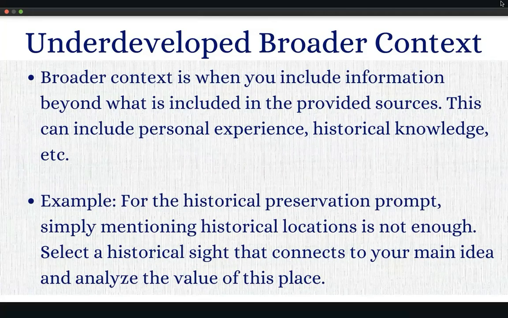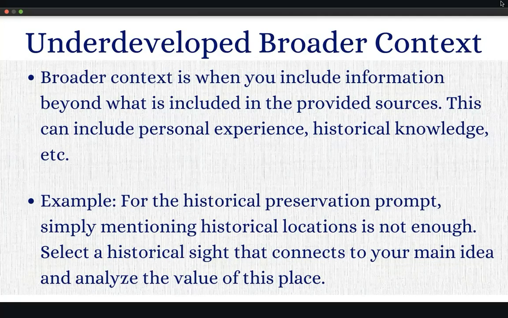And so I'm glad to see students attempting it, but let me tell you how to fix it. Broader context is when you include information beyond what is provided in the sources. This can include personal experience, historical knowledge, just general outside knowledge. So for example, for the historical preservation prompt, which was one of the prompts from 2024, simply mentioning historical locations is not enough. So for instance, if students said something like historical places like the Alamo or the Eiffel Tower, just name dropping those places is not broader context.